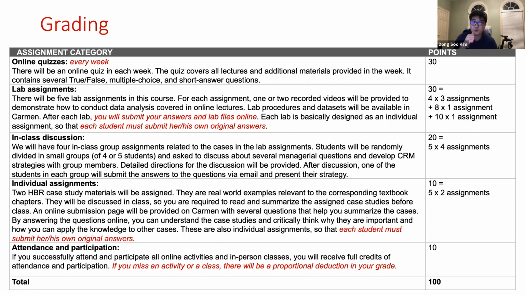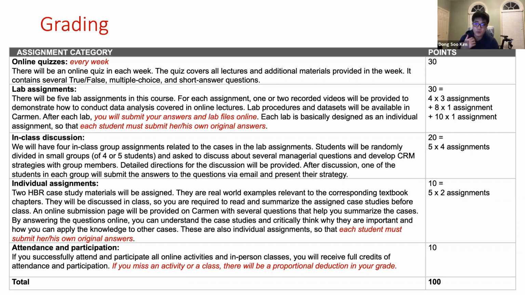First, we have quizzes. Again, there will be an online quiz in each week. The quiz covers all lectures and additional materials provided in the week. It contains several true-false, multiple choice, and short answer questions. And second, lab assignment. There are 5 assignments.